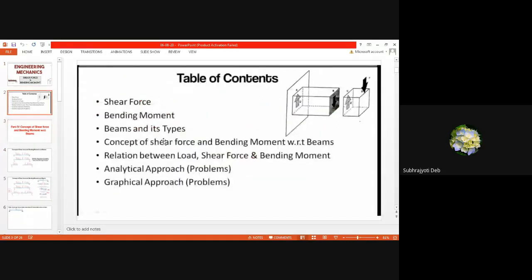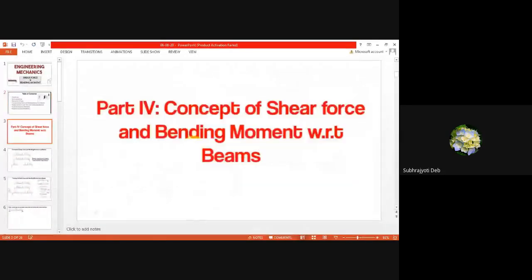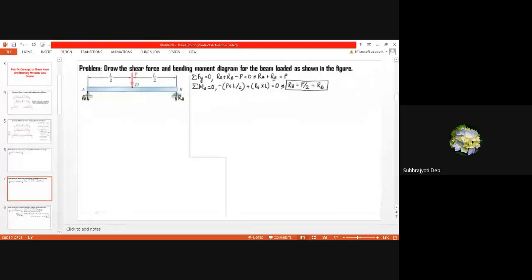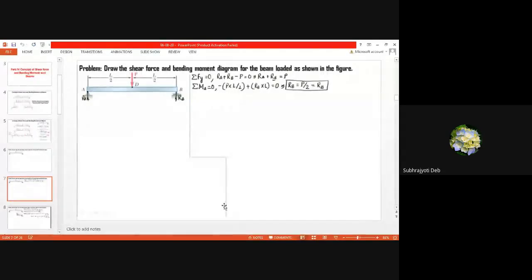So today we will see the relation between your applied load, shear force, and bending moment. Yesterday we solved a numerical problem, and we learned how to draw the shear force diagram and bending moment diagram. Today we will try to derive a relation between your applied load, shear force, and bending moment.